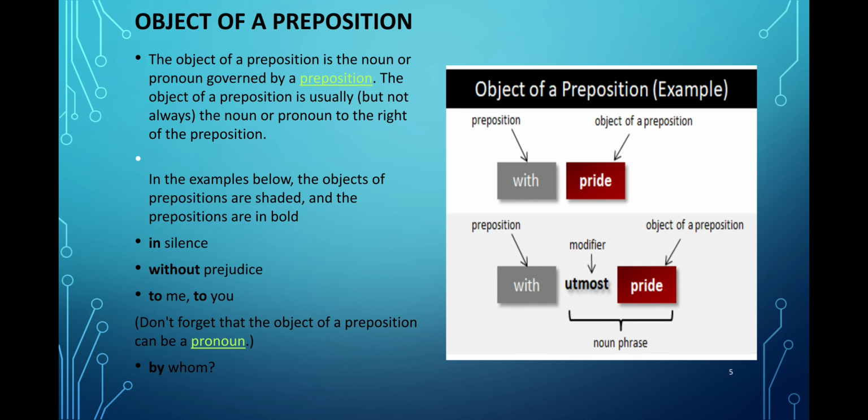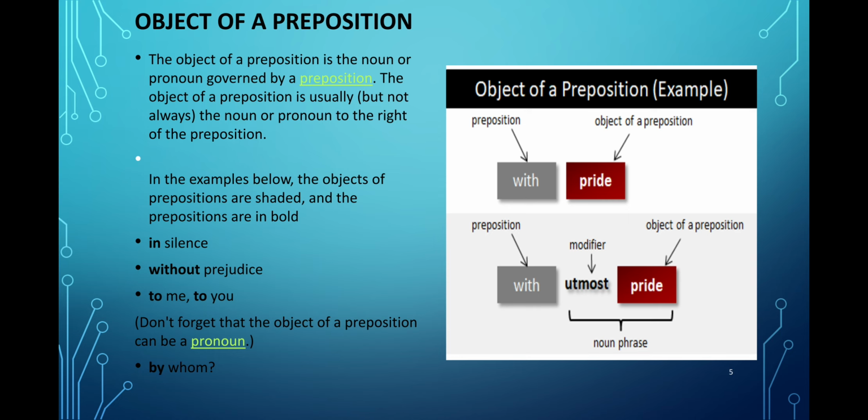Now we come to the object of a preposition. The object of a preposition is the noun or pronoun governed by a preposition. The object of a preposition is usually, but not always, the noun or pronoun to the right of the preposition. For example, in silence, without prejudice, to me, to you, by whom. Students, don't forget that the object of a preposition can be a pronoun.